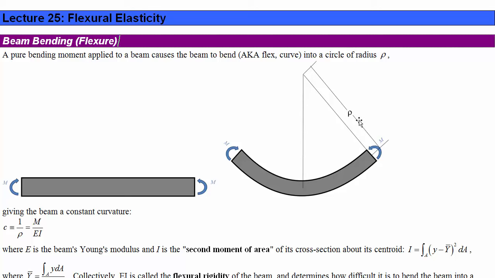The inverse of radius is the curvature. So radius of curvature, rho, inverse of that is the curvature. And this is proportional to the moment, so more moment, more bending. Inversely proportional to the Young's modulus, because what's preventing the bending is this fighting back from the compression on the top and the tension on the bottom of the beam. And the second moment of area of the beam about its cross section.